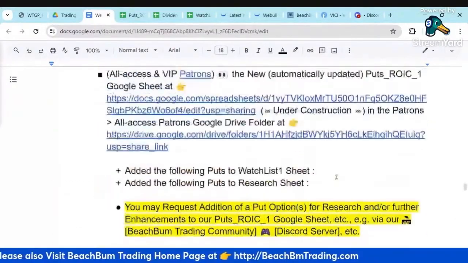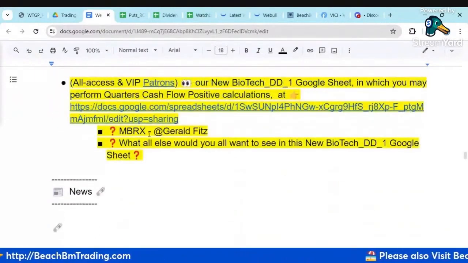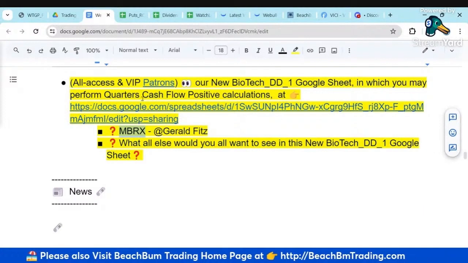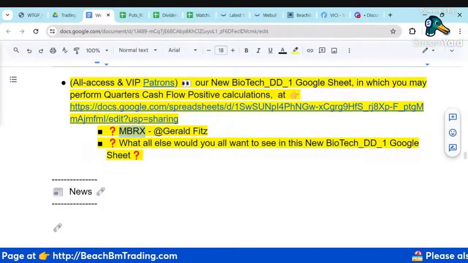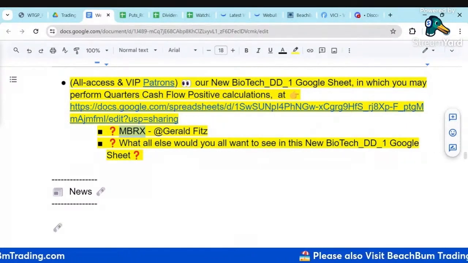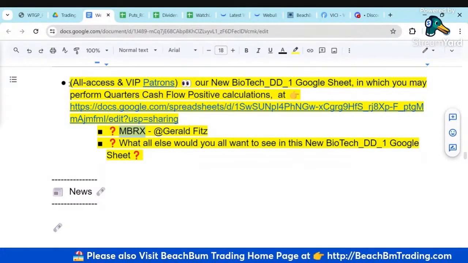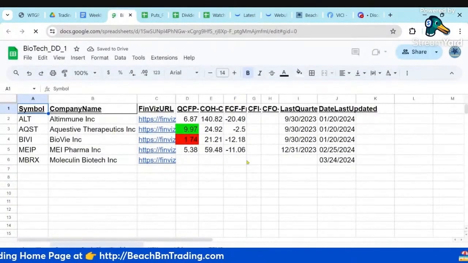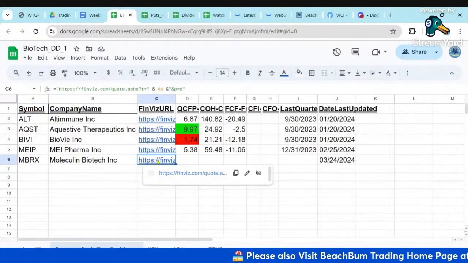Okay, lastly, I want to quickly go back to the biotech stock that Gerald Fitz asked about, which is MBRX. So we have developed a biotech due diligence Google Sheet, which you can use to calculate the quarter's cash flow positive for biotech stocks or any money losing stocks. And again, you can use this, either use ours or make a copy for yourself if you're an all access or VIP member. I've just plugged in the basics for MBRX, and we'll go through the exercise to figure out their quarter's cash flow positive.